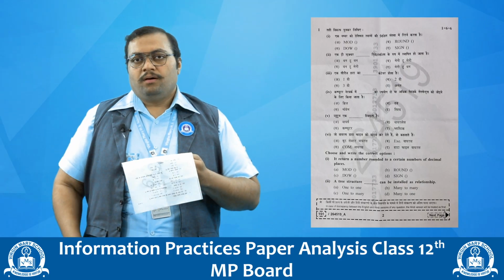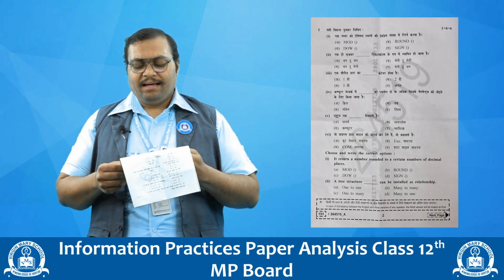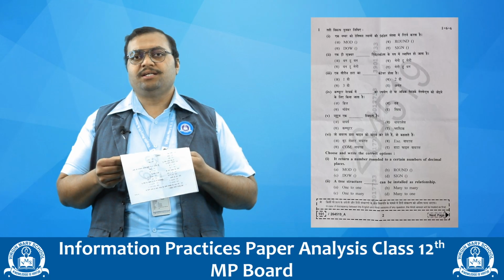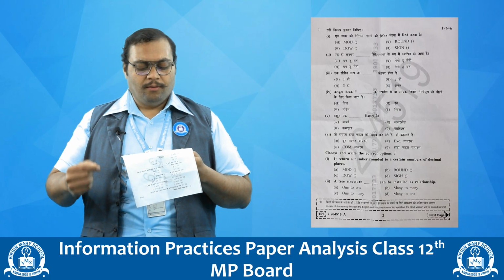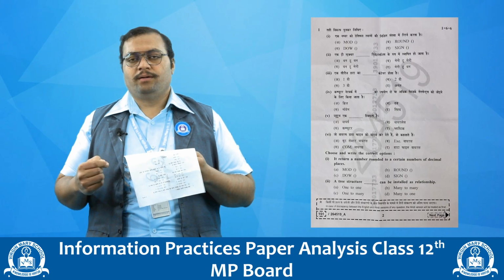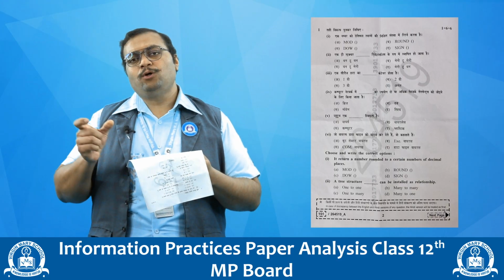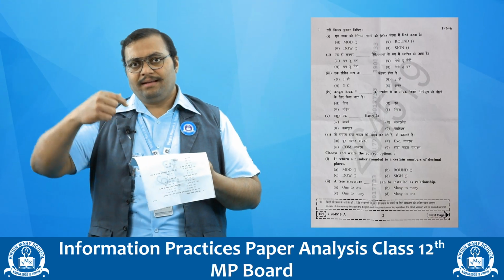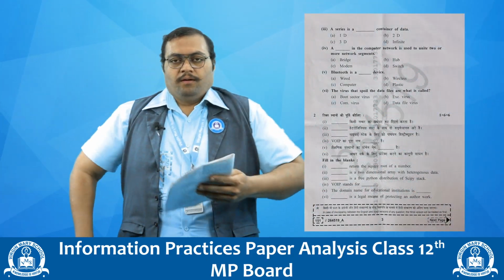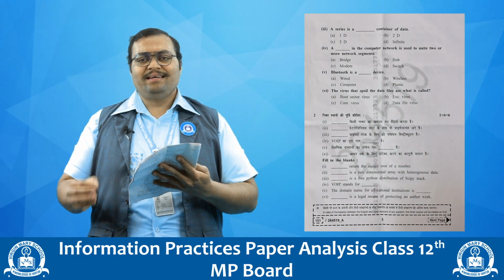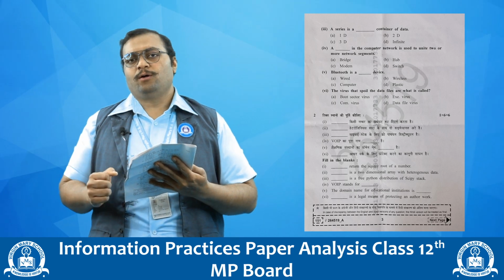Second question. A tree structure can be instantiated as a blank relationship. Options are one to one, one to many, and many to one. So the correct option is one to many: singular one, and then we will go for the many in the tree.